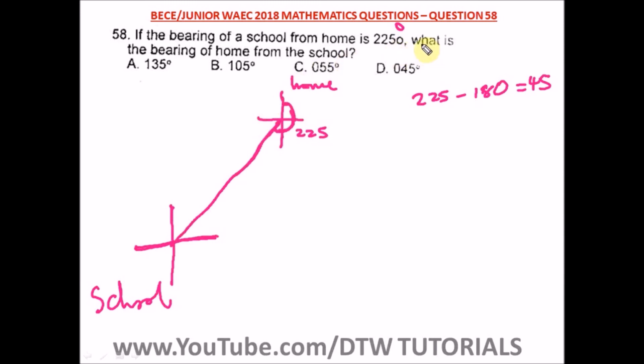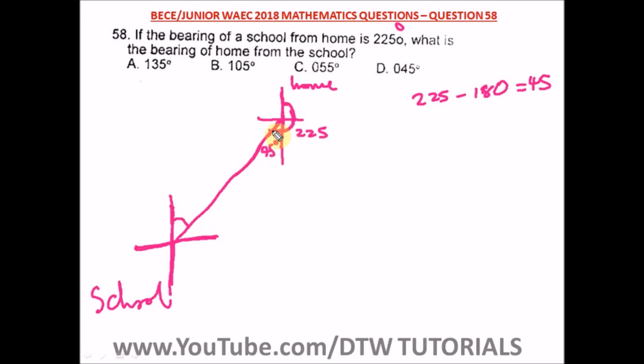Now the question says, what is the bearing of home from the school? So when the person is coming from the school, what's the bearing of home from the school? That's looking from your school now. What's the bearing of home? Now the bearing of home from the school is from here to here. And we've known that from here to here is 45 degrees. Is that not it?